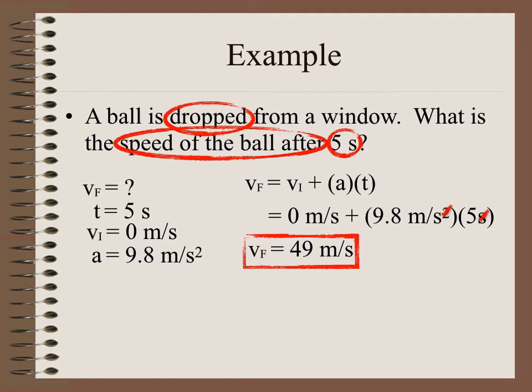But the idea is that whenever an object is dropped, falling, or thrown, its acceleration is going to be 9.8 meters per second squared. And you will use this equation, the final velocity equation, not the average speed formula. You can't use average speed in this case because the object is accelerating.